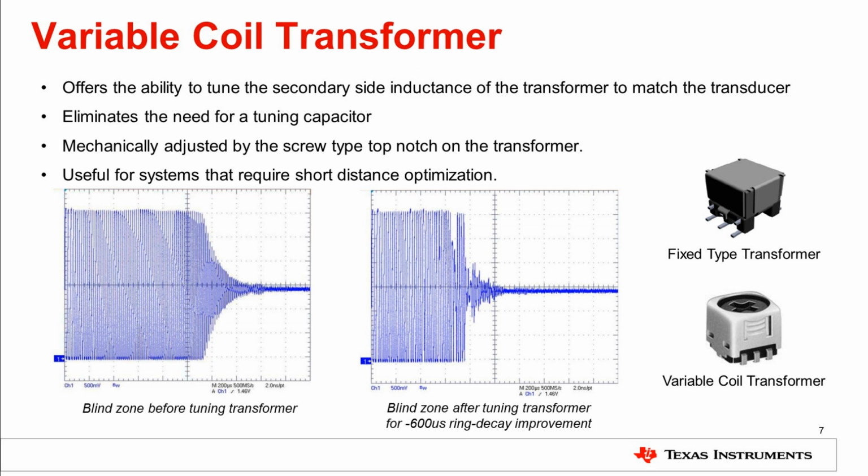Transformers are typically fixed in value, but variable coil transformers are available to enable tuning of the secondary side inductance of the transformer to better match the transducer's resonant frequency without the need for a tuning capacitor. The tunable transformer's value can typically be adjusted by the top notch of a screw-type control. The figure shown compares the ring decay profile of the transducer before and after the variable transformer is tuned.